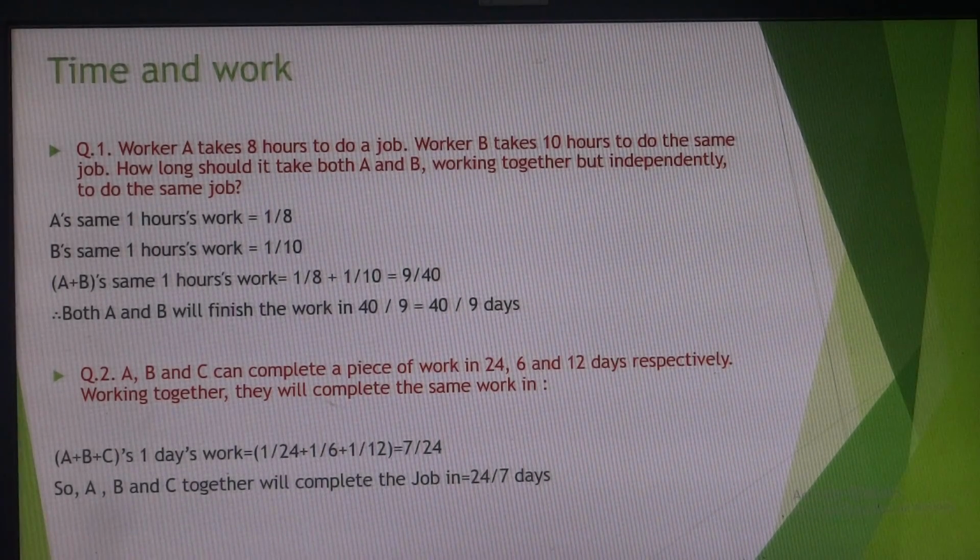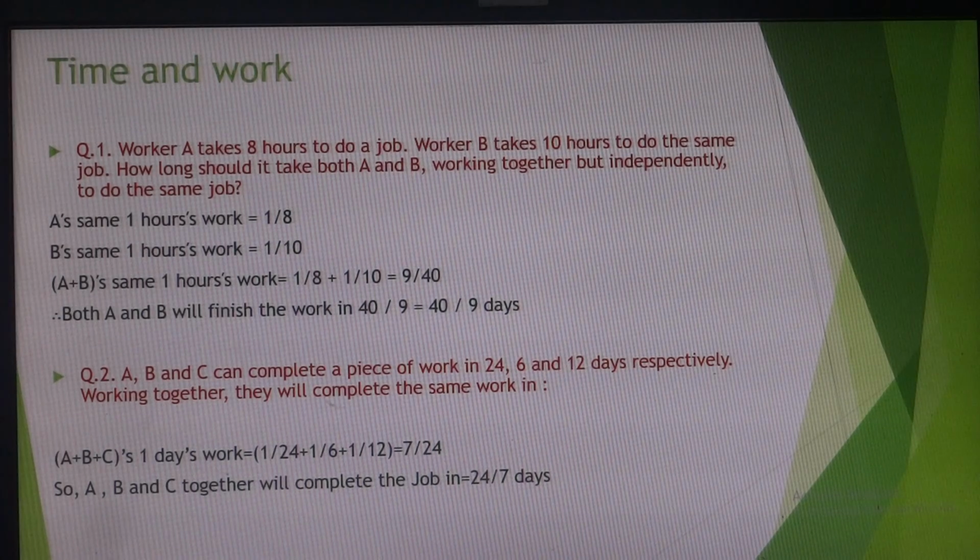In this time and work section, I've selected some questions. Each question will be of a different type. You can just go through these questions and practice more of each question. Do mock tests, and if you are clear, then you can go to the next section.